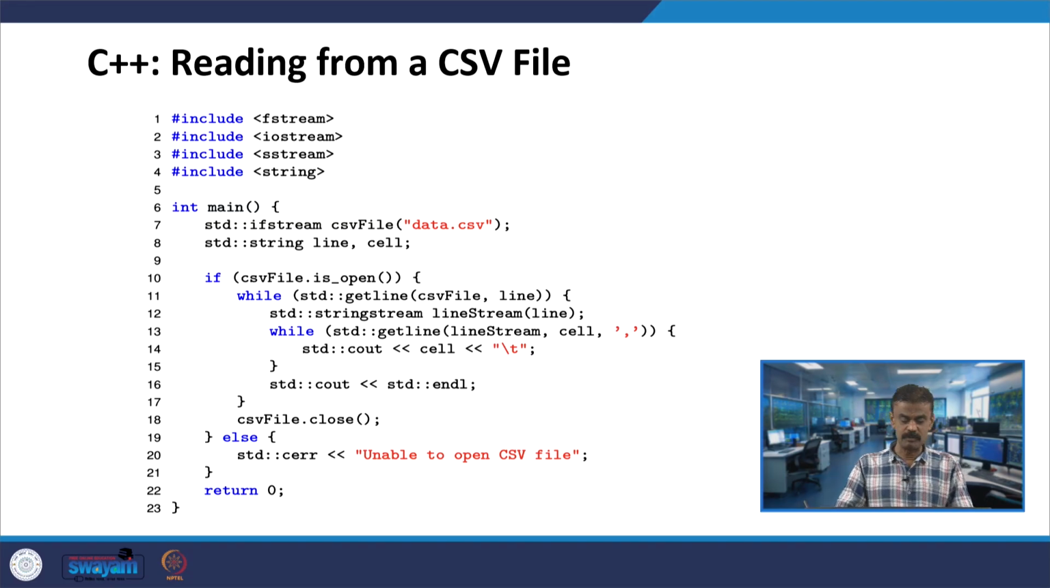Now we have an object lineStream under the class stringstream, for which we included sstream. Let us assume the first line is a string. Those values are stored in the variable line, and lineStream is an object of the class stringstream. Now you have one more while statement.